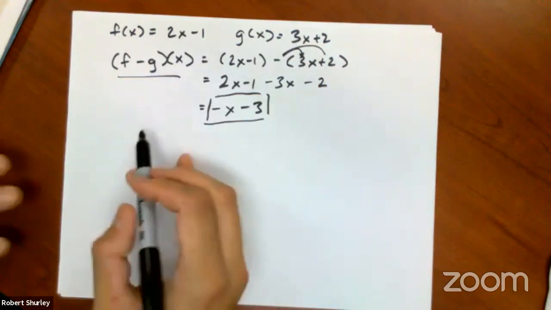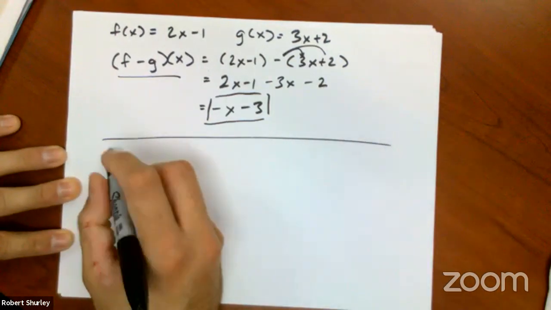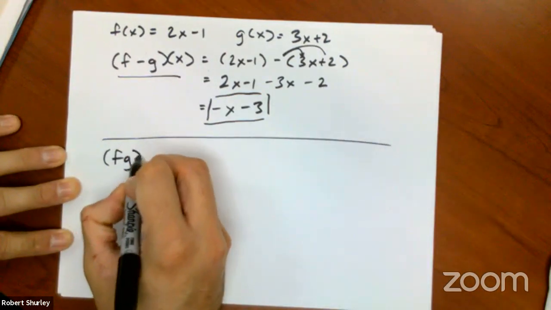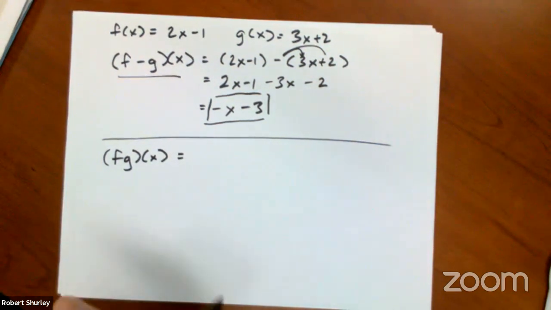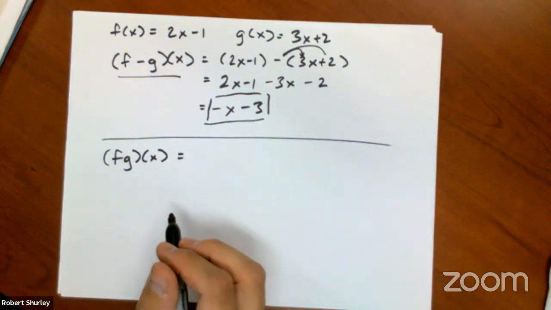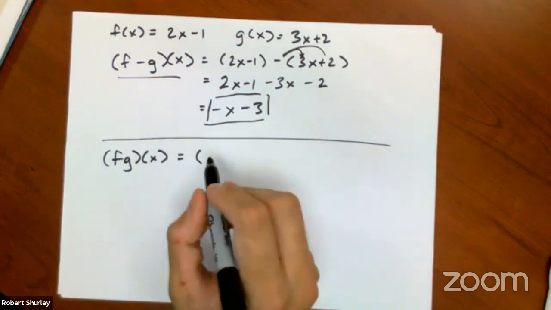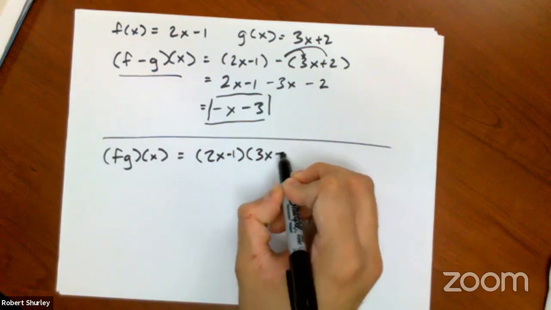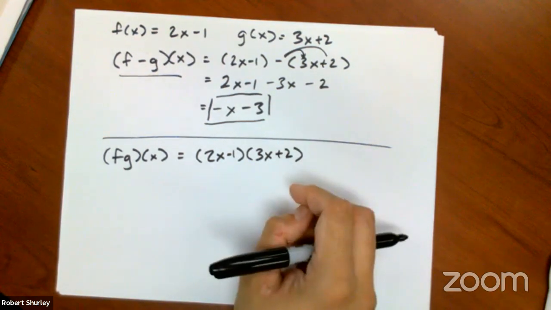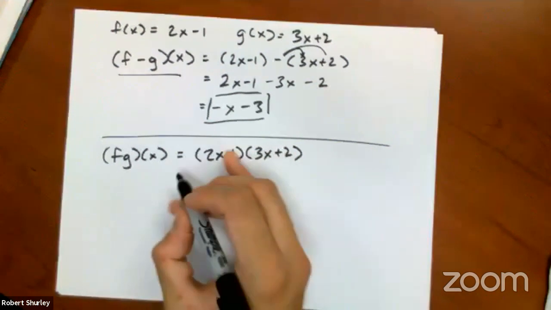Product, same kind of thing. Nothing crazy. It'll look like fg of x. So if you see them just next to each other, that means we're going to multiply them together, okay? So for this one, it would be 2x minus 1 times 3x plus 2, right? And then you've got to FOIL it out.